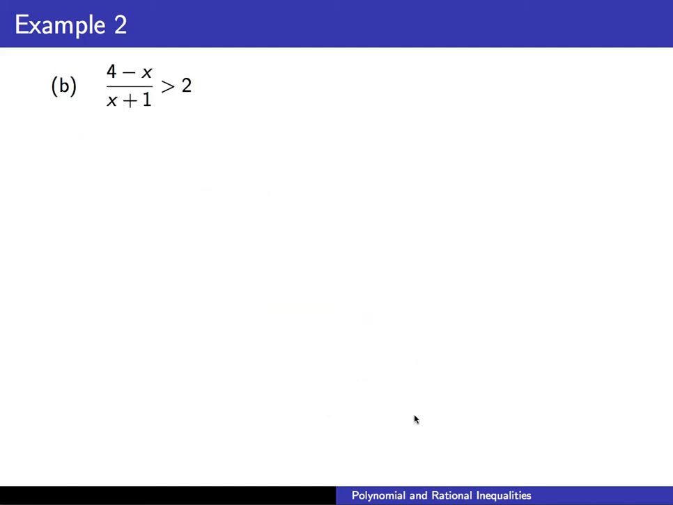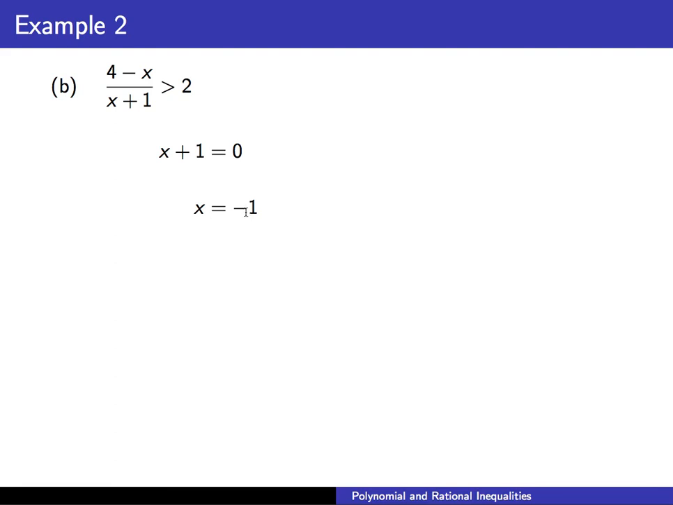All right, example 2, part B, we have 4 minus x over x plus 1 is greater than 2. So this one does not have a 0 on the right-hand side. So we cannot use that shortcut of setting the numerator and denominator both equal to 0. So we'll start with the denominator, x plus 1, not allowed to equal 0. So let's find the value of x that would cause that. Well, it'd be x is negative 1. So on our number line, we're going to have an open circle at negative 1 for x.